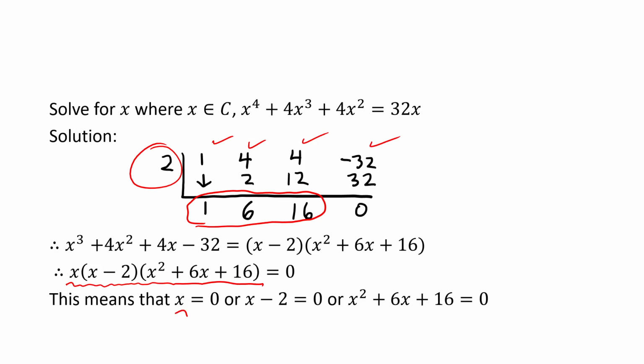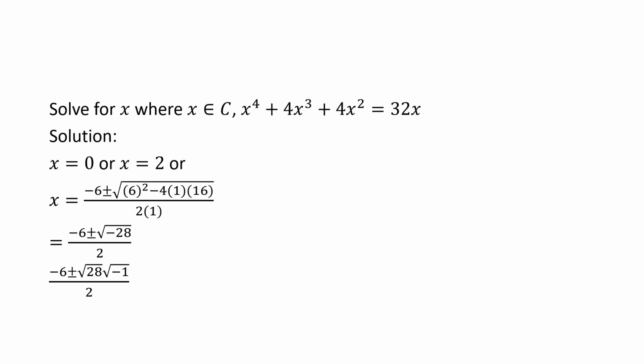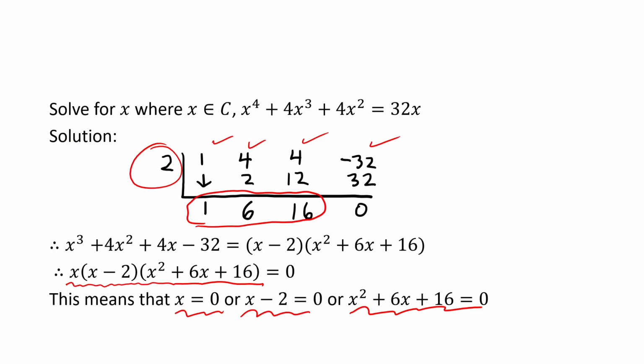So it could be that x is 0, the first factor, or the second factor of x minus 2 is 0, or maybe the third factor of x squared plus 6x plus 16 is 0. Well, if the first factor said x was 0, the second one, if x minus 2 is 0, would mean x is 2. So we have two solutions so far. But that third one was x squared plus 6x plus 16 equaling 0 at the bottom of that slide.